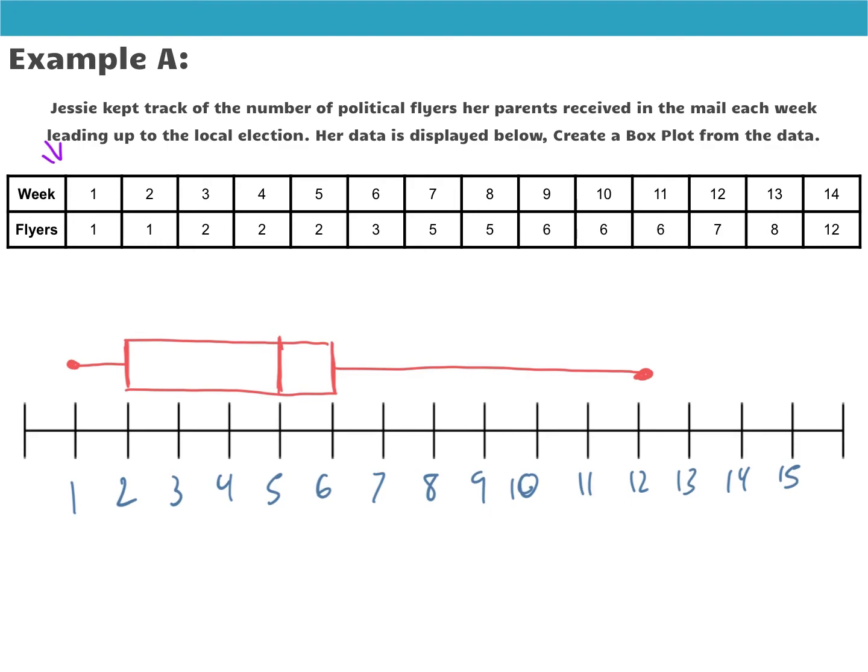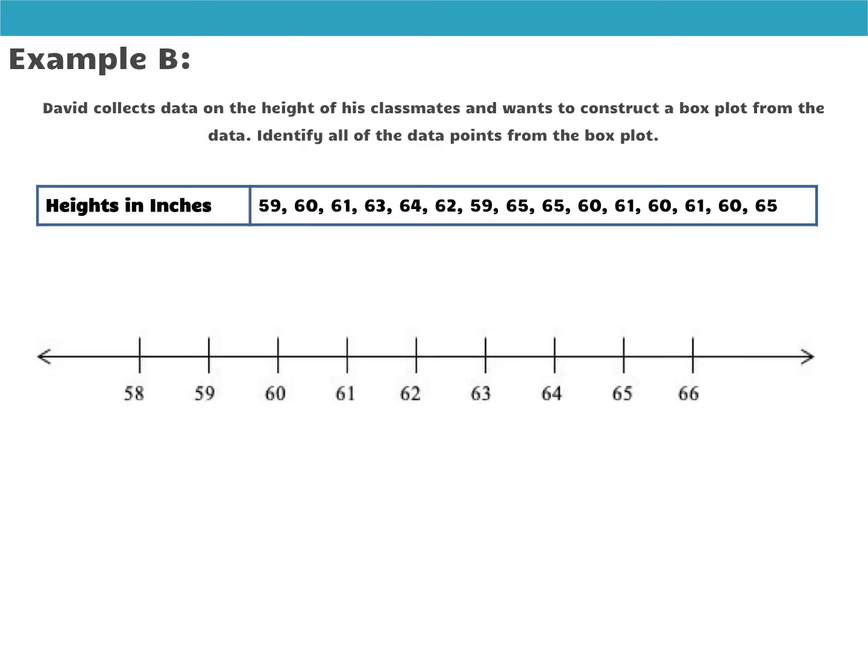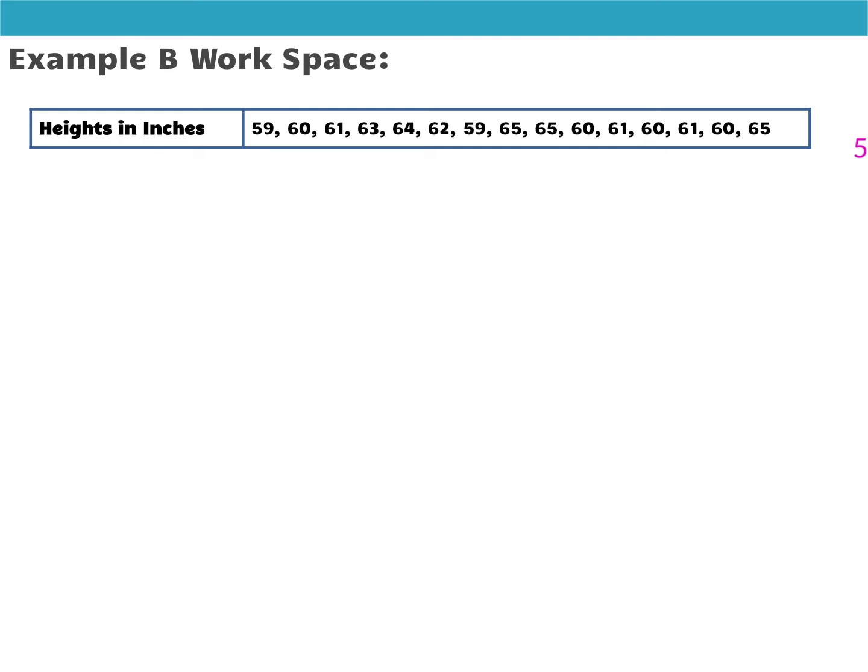Let's try it one more time with example B. So here at example B, David collects data on the height of his classmates and wants to construct a box plot from the data. Identify all of the data points from the box plot. So this is height in inches. So the first thing we're going to need to do is slide over to our workspace and start by putting our data in numerical order from least to greatest. So let's go ahead and do that now. So here we are with our height in inches.